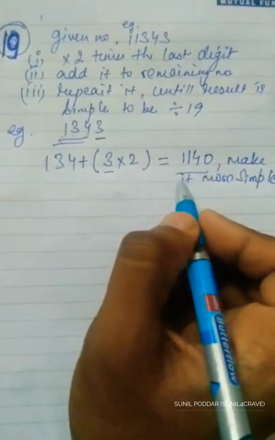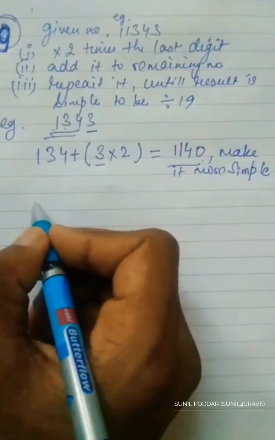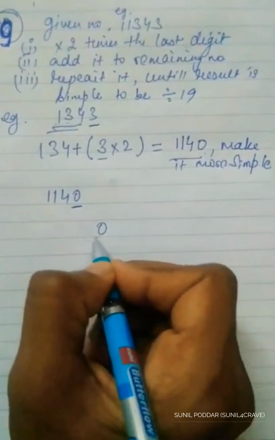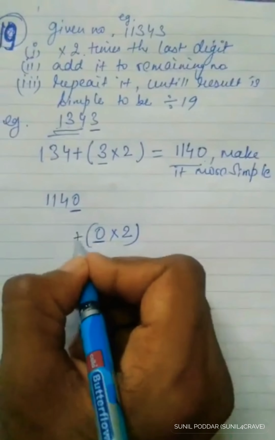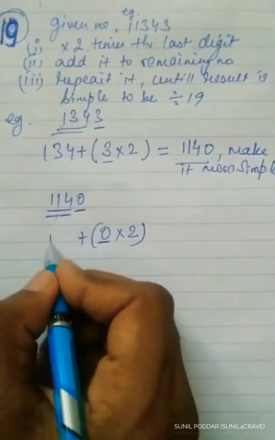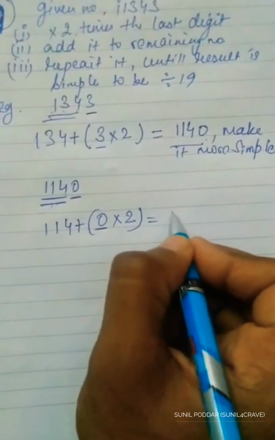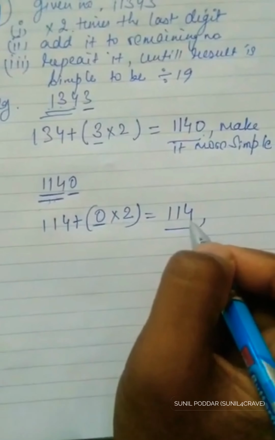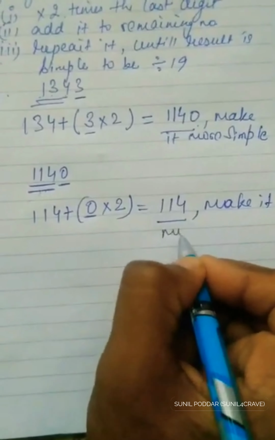Now the result is 1140. Again, the last digit is 0. We have to multiply it by 2, then add it to the remaining number, that is 114. 0 multiplied by 2 is 0, so the answer will come out 114. If you again find it difficult to divide by 19, make it more simple.